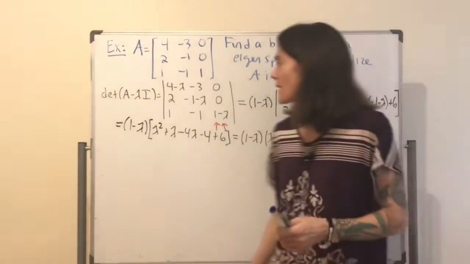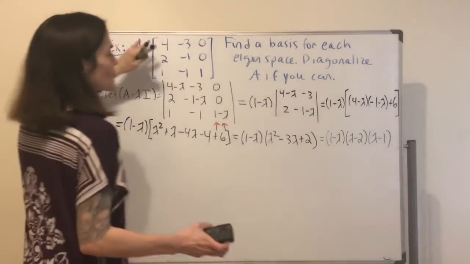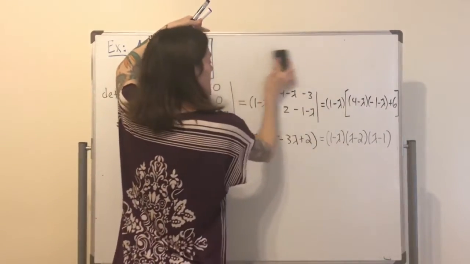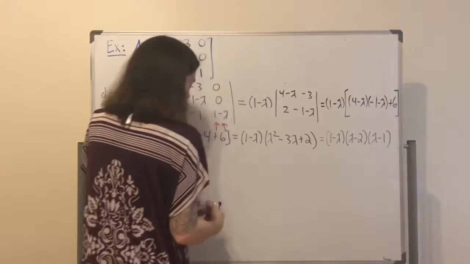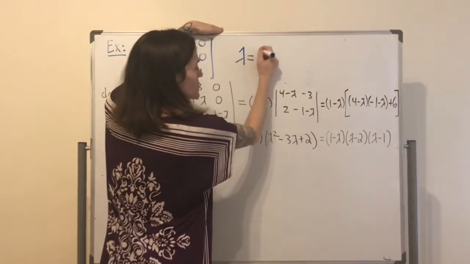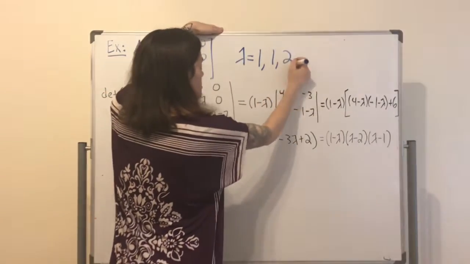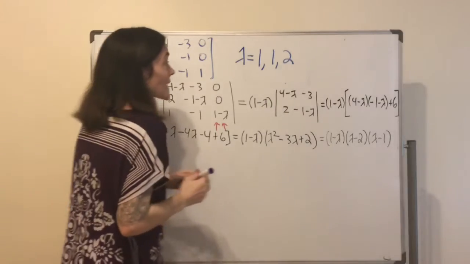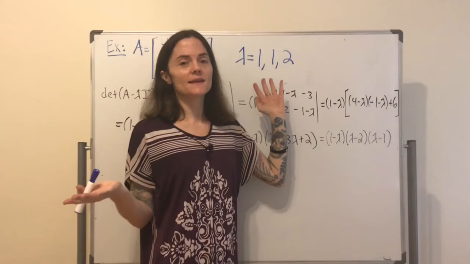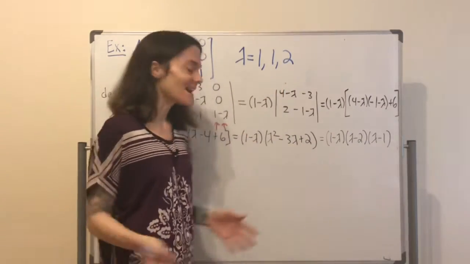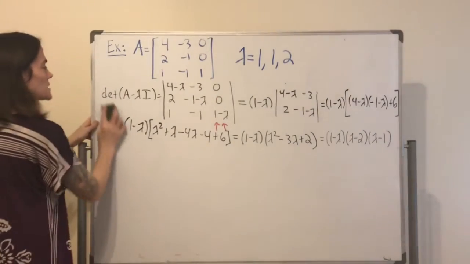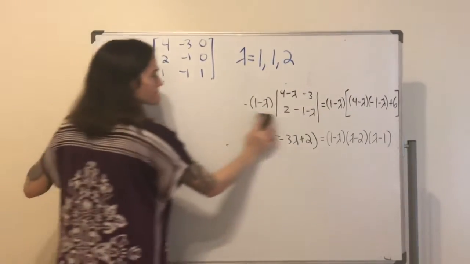Maybe I will write that above, and then I'm going to erase so I can save my space. We know what we need to do: find a basis for each eigenspace, and diagonalize the matrix if we can. We have eigenvalues 1, 1, and 2. And it's not guaranteed just by looking at these so far. We don't know yet if A is diagonalizable or not. We have to look at the eigenspaces.